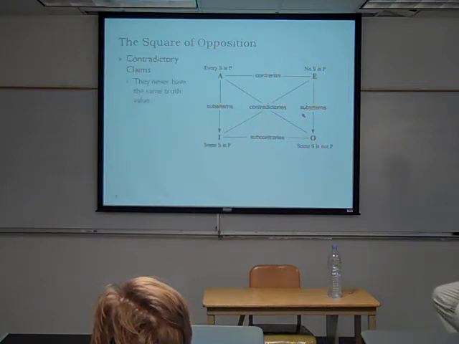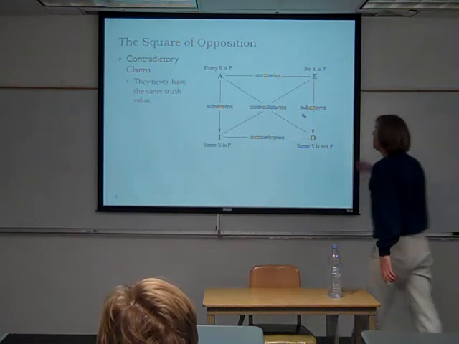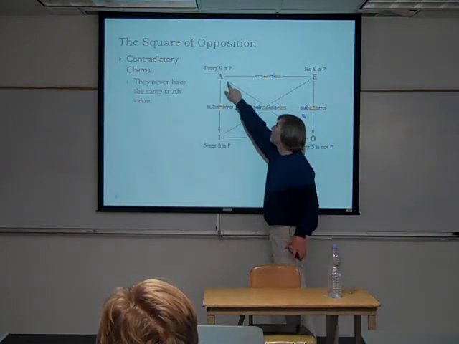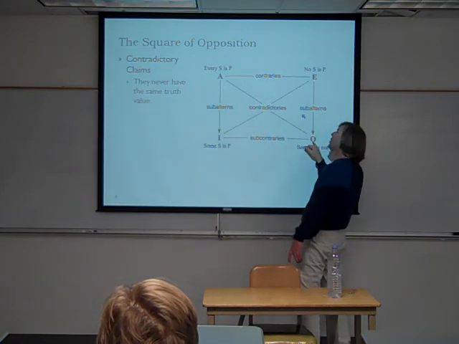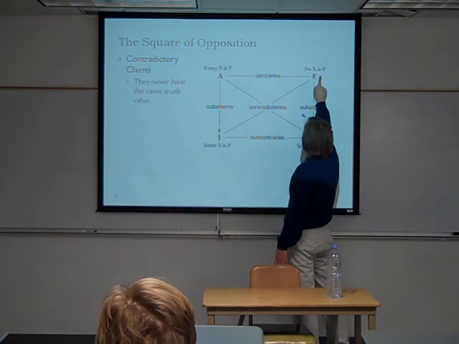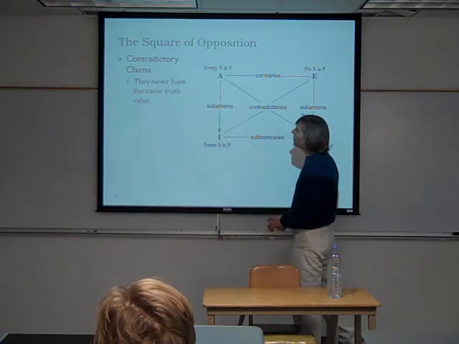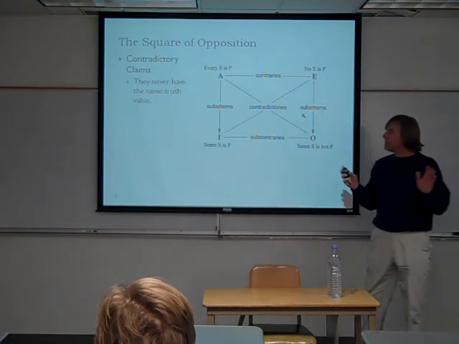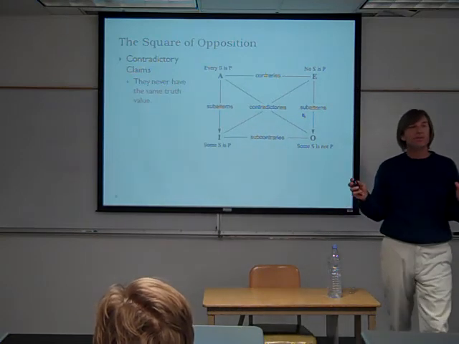Let's try the contradictories. Now these are right through here. A and O are contradictories, and E and I are contradictories. They never have the same truth value.